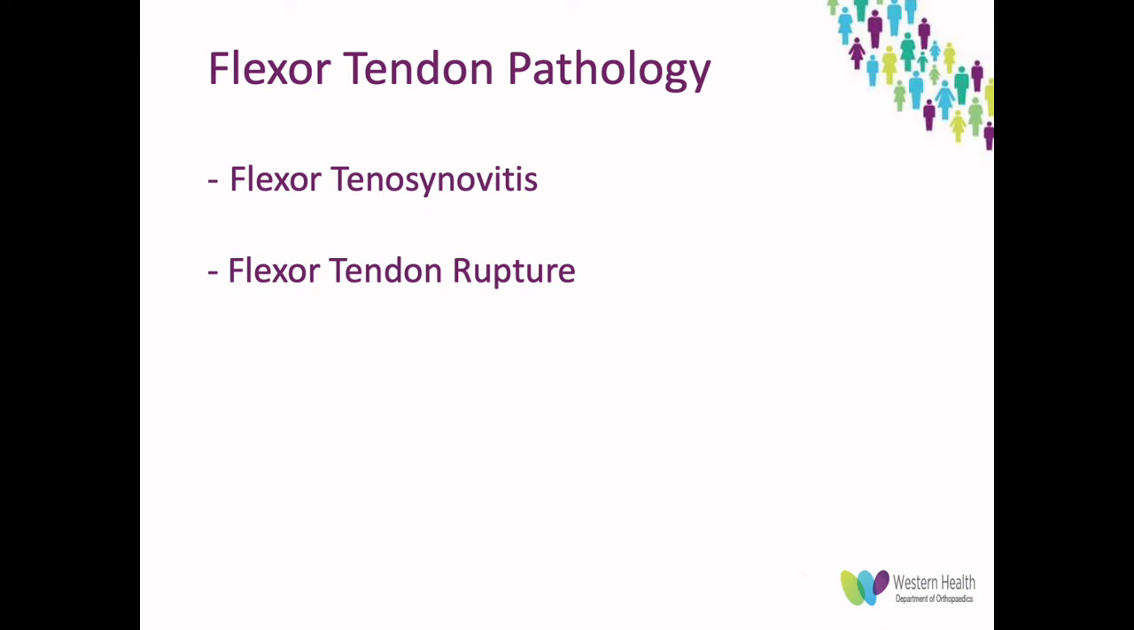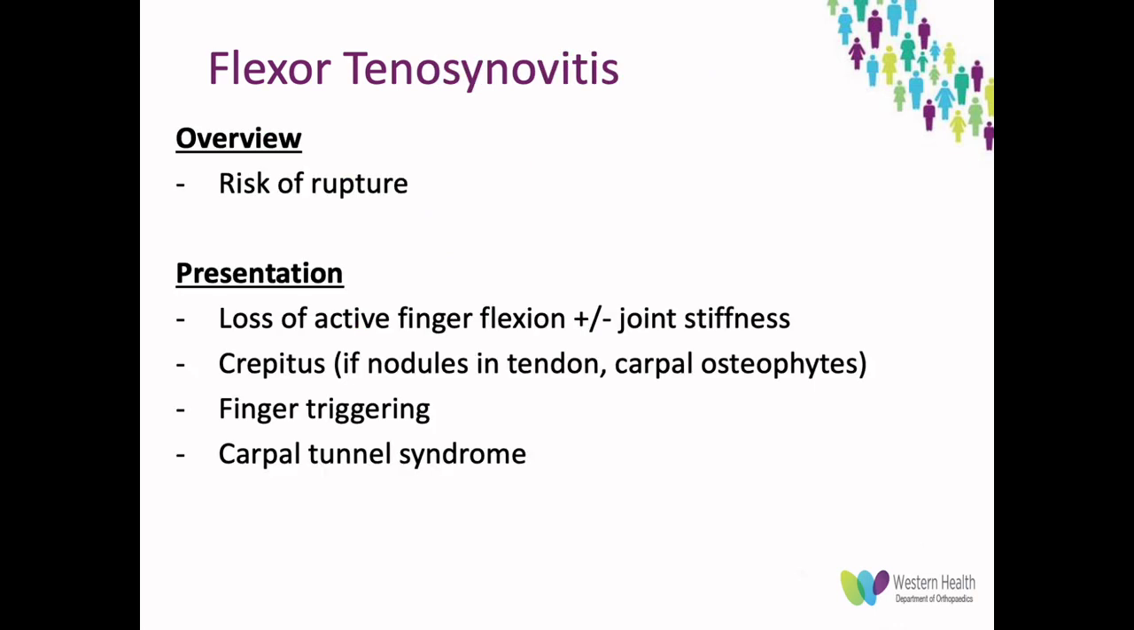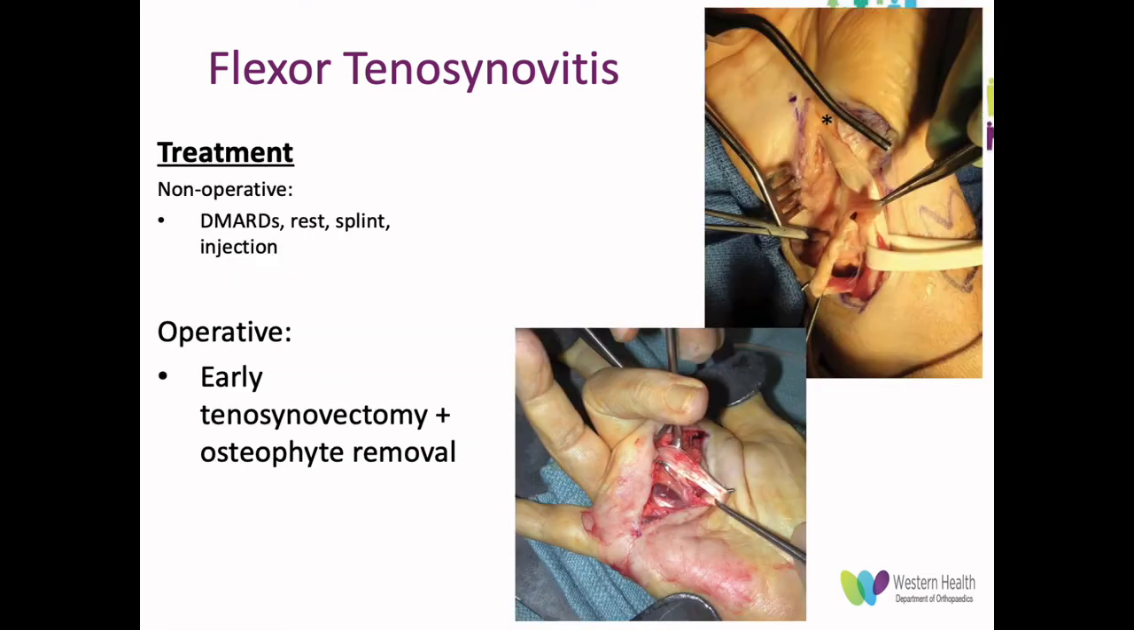And then flexor tendon pathology are reasonably similar with some differences. So you can get triggering more with this because of the increased bulk of the tendon in the sheath, causing triggering at A1 pulleys or in the carpal tunnel, as well as carpal tunnel syndrome.